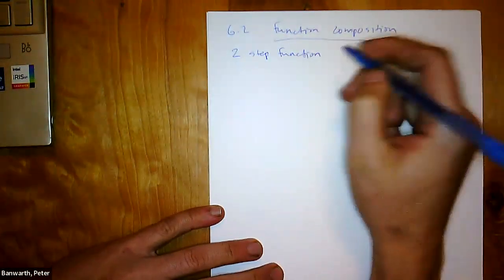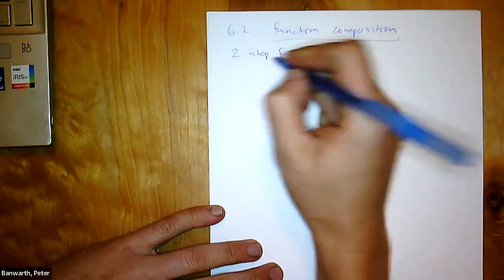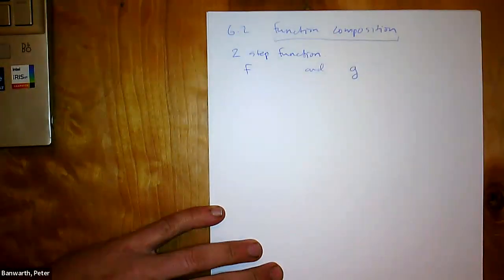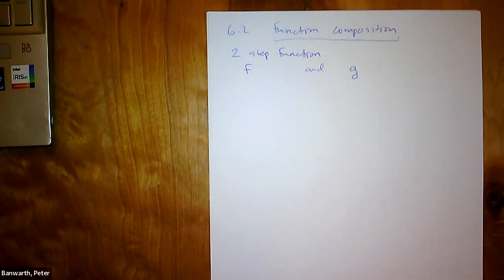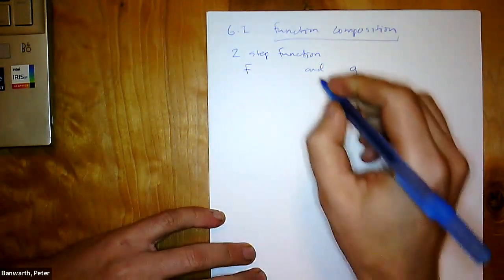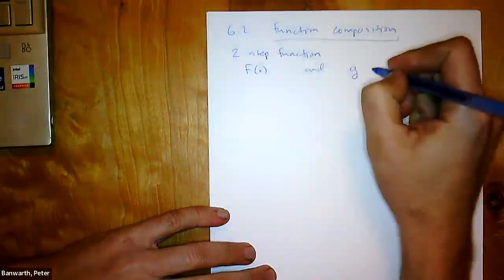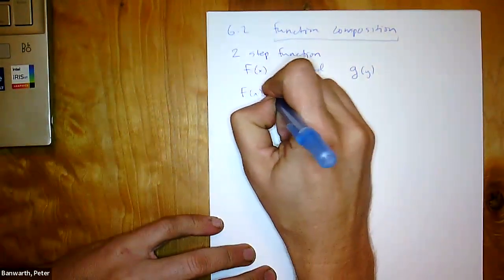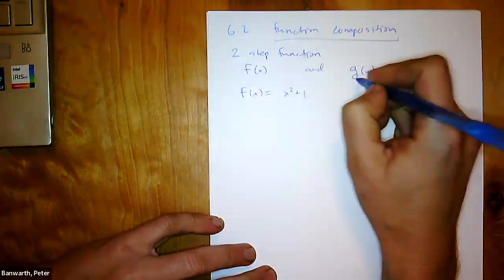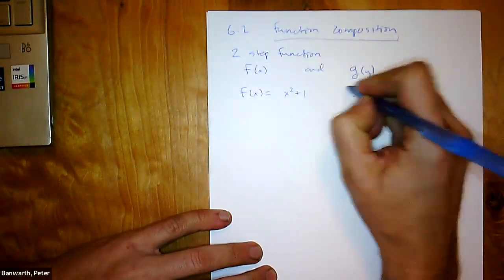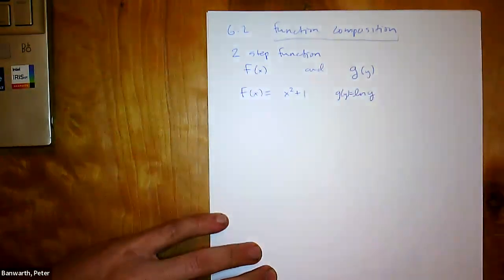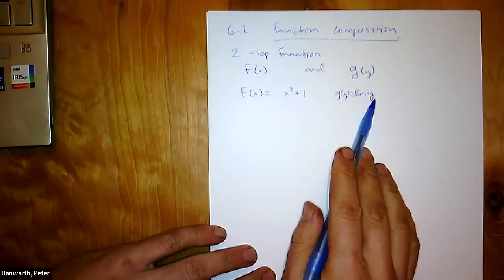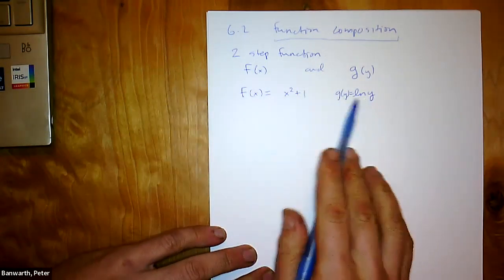So let me give you an example. Let's say I have two functions, f and g. They act on different sets of inputs. So the inputs to f, let's say, are x's, and the inputs to g, let's say, are y's. And in particular, f of x is x squared plus 1, and g of y is a natural log of y. So each of these we could think of as one-step functions.